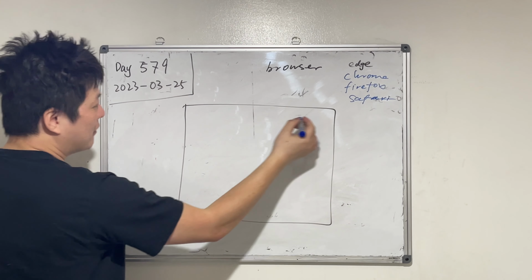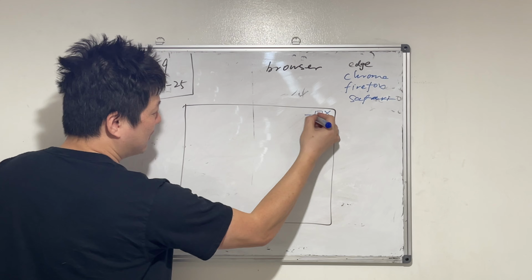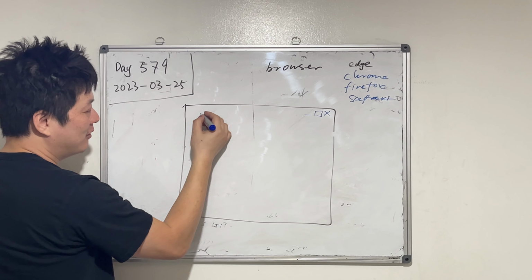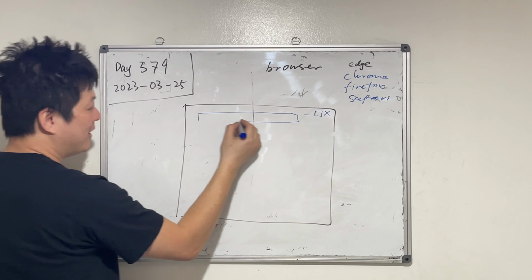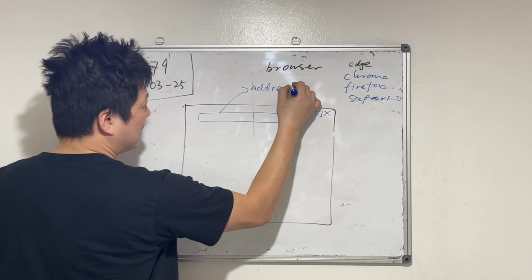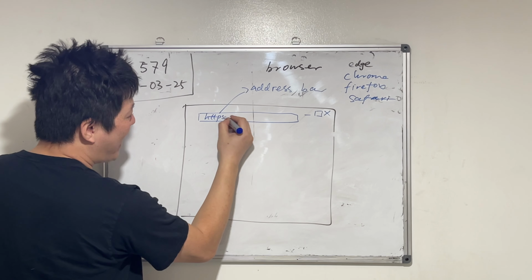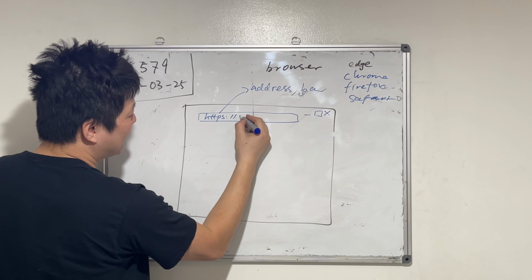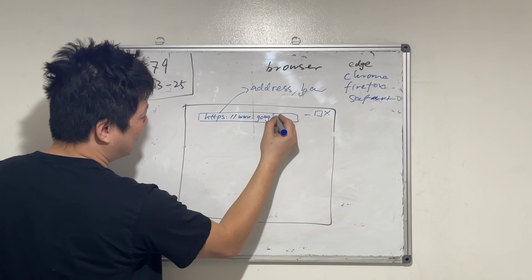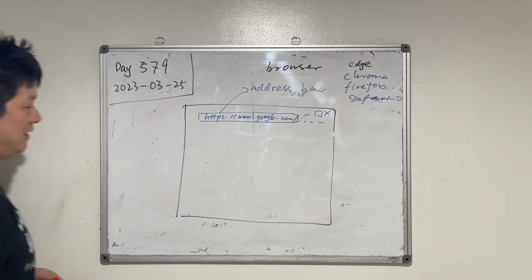So in a browser there's a close button, a maximize button, and a minimize button. What's here usually? HTTPS. What do you call it? It's an address bar, right? So you put HTTPS://www.google.com, for example, or Microsoft.com, and I will put something afterwards.